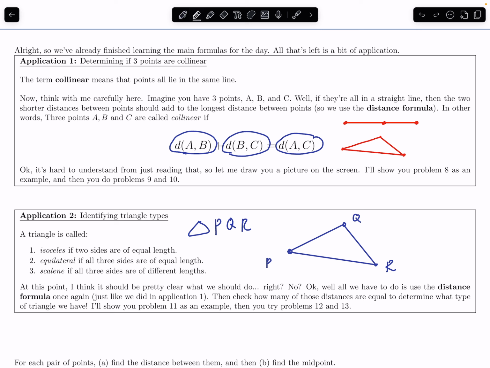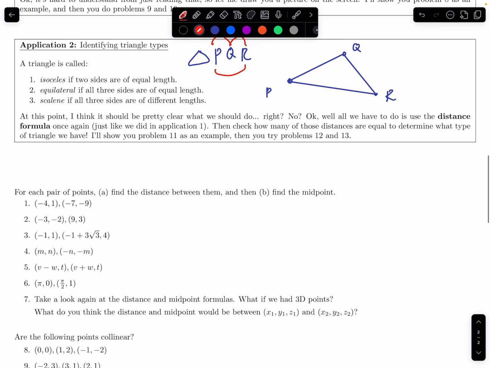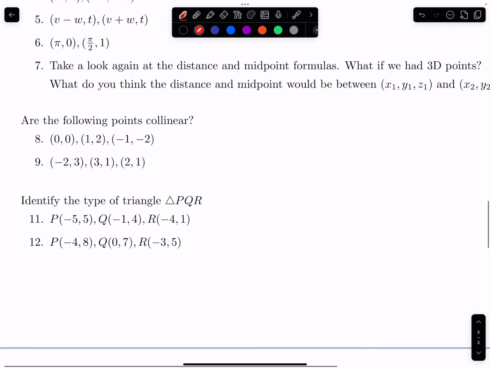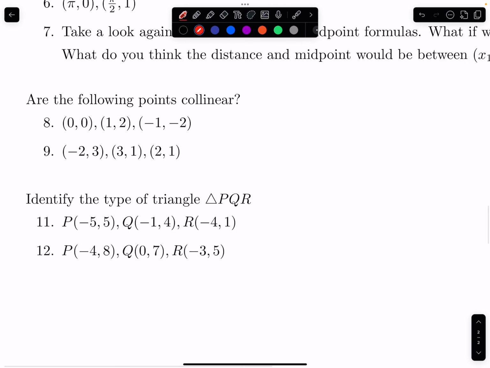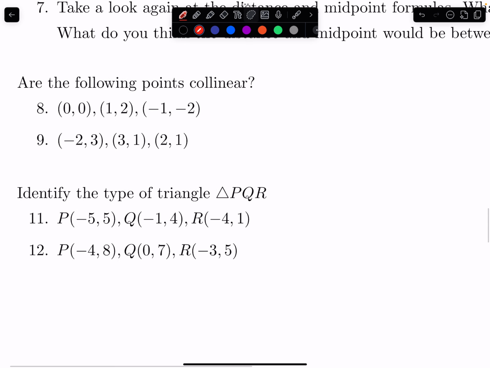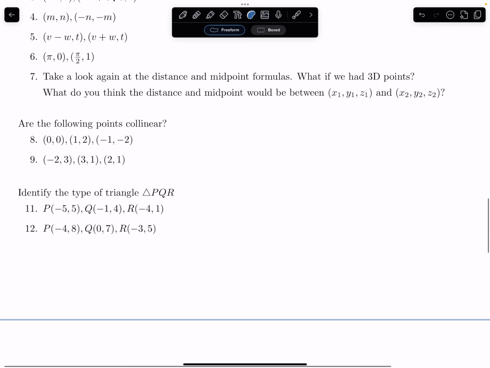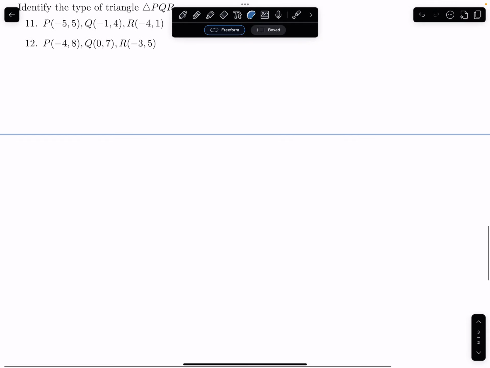So you just check the distances and compare. What distances are you comparing? Once more to reiterate, you do PQ, you do QR, and then you do PR. Those 3 distances. Now let's try the questions then. Starting with number 8 and 9. Number 8 and 9 are the collinear type of questions. So let's do them one at a time. Number 8 first. Okay, so here's number 8.